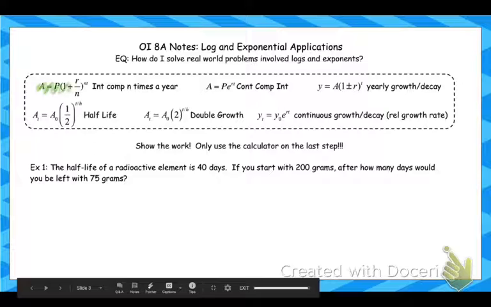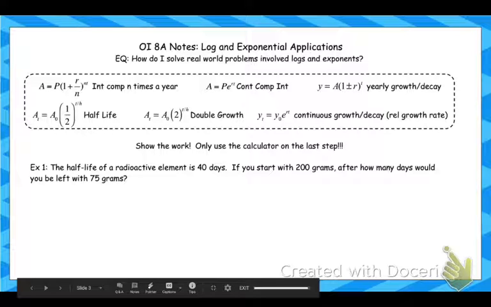This first formula was the one that you used for interest that was compounded a certain number of times a year. So if it was compounded monthly, then n was 12. If it was compounded daily, n was 365. There's a specific type of interest that we said if it was continuously compounding. Continuously compounding interest is when we use this PERT formula. So that's our continuously compounded interest.